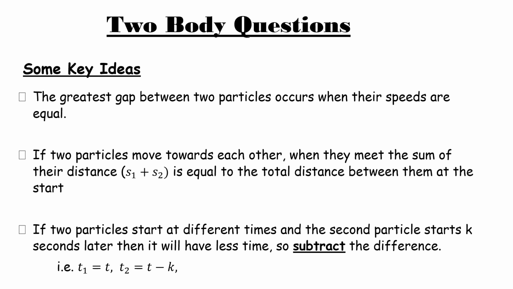And then the trickiest one is the idea that when particles start moving at different times, we need to be very careful with how we deal with those times. So imagine we have a second particle that starts k seconds later. Okay, this means there will be less time. So think of that in terms of numbers first to really get your head around it. If two people were to leave the same spot, but one leaves 2 hours later, when they meet, the time the second person has traveled is 2 hours less.